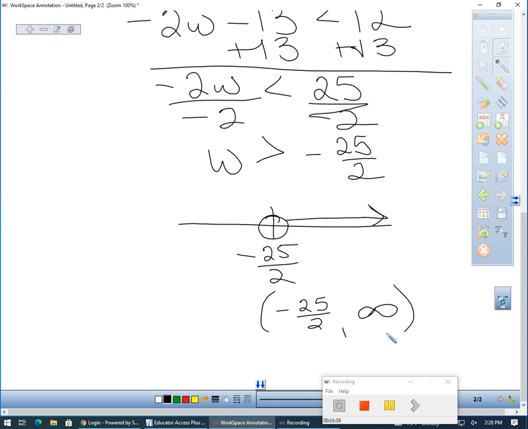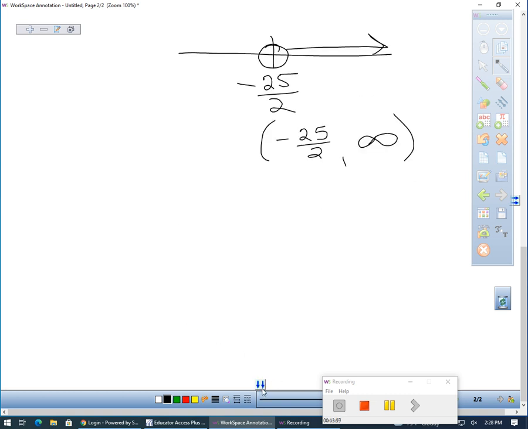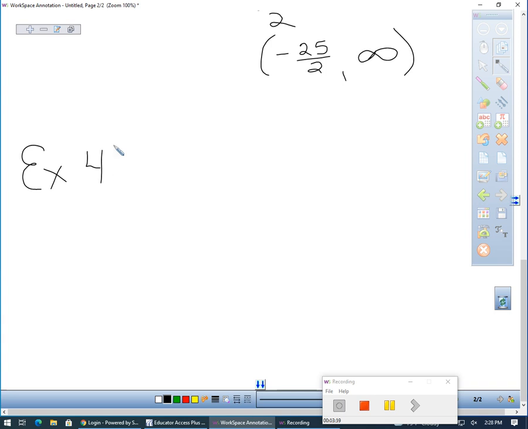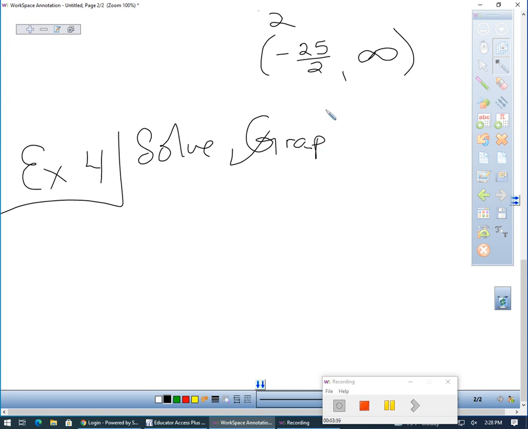Okay? But there is one I want to talk about that's similar to this. What about something that looks a little bit easier? Here's example number 4. Again, I want you to solve. Graph. And of course, if I say graph, interval notation. All right. What if we have something that looks like this? Negative 10 is greater than or equal to 20x. The answer is not negative 1/2.